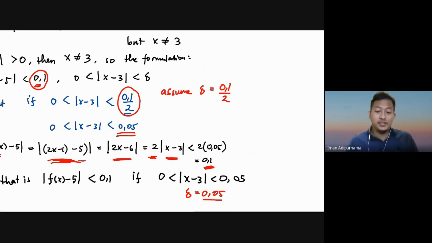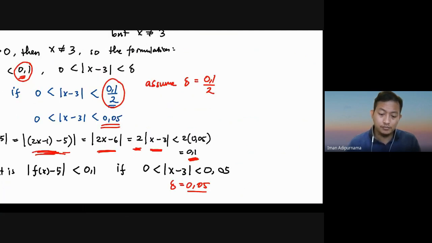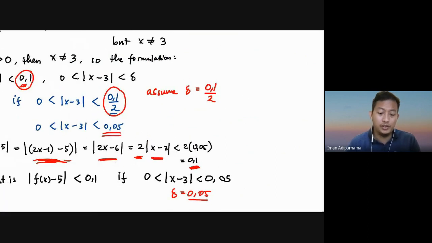So if we change, for example, how close, let's change to 0.0001. That means in terms of the delta, we need to find the delta that is sufficiently precise for the case of the function. Okay, I hope you get my point here.